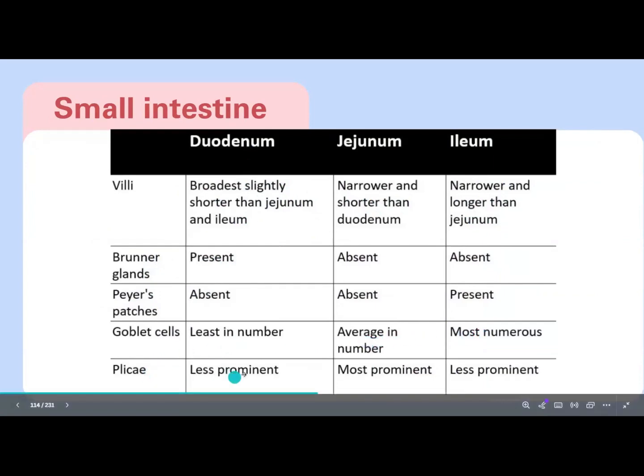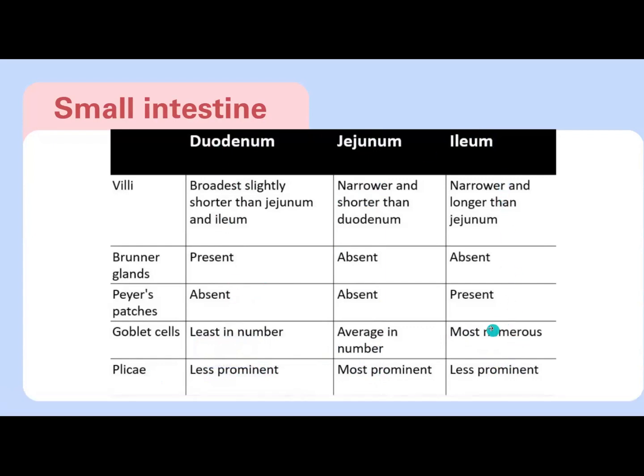And the plicae are less prominent. It's the most prominent in the jejunum, less prominent in the ileum. It's the least prominent in the duodenum. That's what it should say. So least prominent, or no, wait, the least prominent is in the ileum, sorry, okay? So most prominent is the jejunum, the middle is the duodenum, and the least is the ileum, okay?